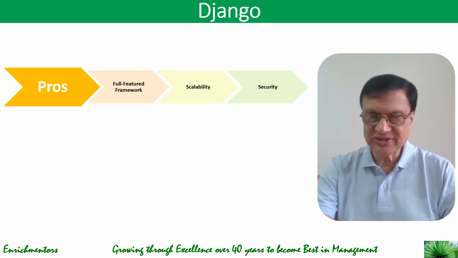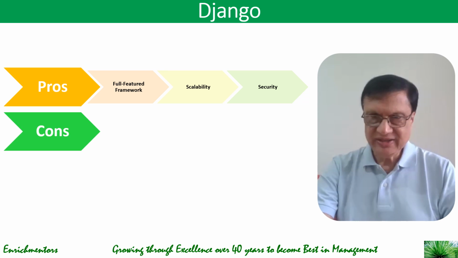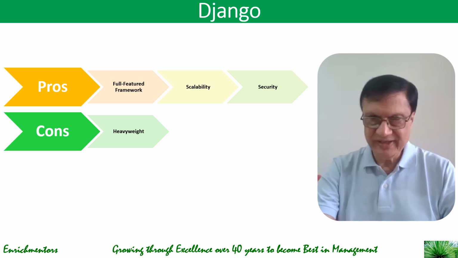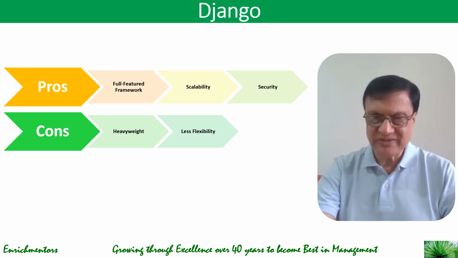And what are the things which are not in favor of Django? It's heavyweight, and can be overkill for small projects due to its monolithic nature, and its built-in features and conventions can sometimes limit flexibility compared to Flask. It's less flexible, more like a big giant ship that keeps running.